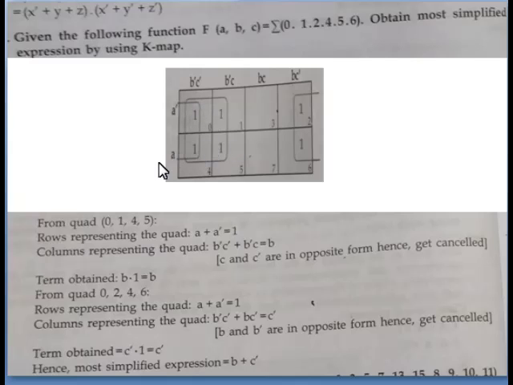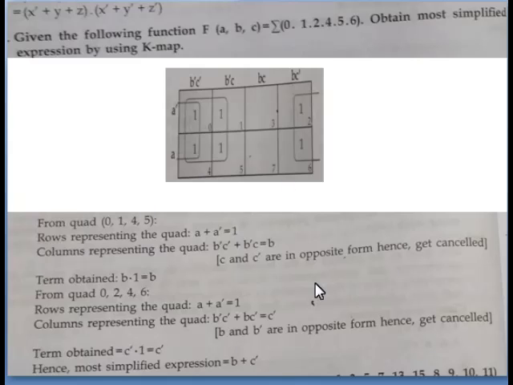Okay. Now from the first quad, we reduce the expression. The term obtained is B. From the second quad we got the term C dash. Therefore the most simplified expression is, from the first quad we got B, so B plus C dash. Okay, this is the most simplified expression.